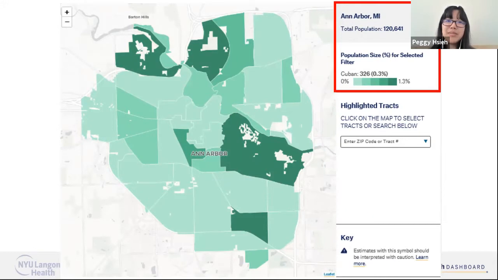As I mentioned, we also provide data for Hispanic subgroups. So this is just an example showing the Cuban population in Ann Arbor, Michigan. And again, on this awesome map here, you can see that the darker green census tracts are where there are a higher density of Cuban residents living in the city.